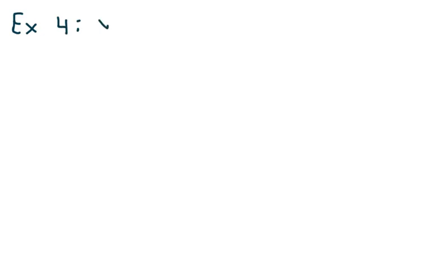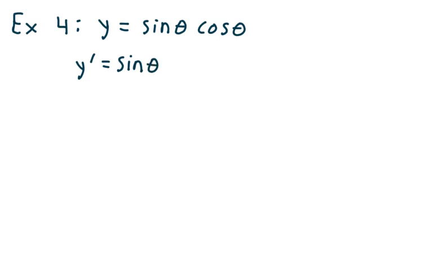Suppose I had y equals sine theta cosine theta. So this is a classic product rule problem. When I take the derivative, I'm going to write down the first function, which is sine theta. I'm going to take the derivative of the second function, which is cosine theta. The derivative of cosine theta is negative sine theta. So I'm going to write that here.